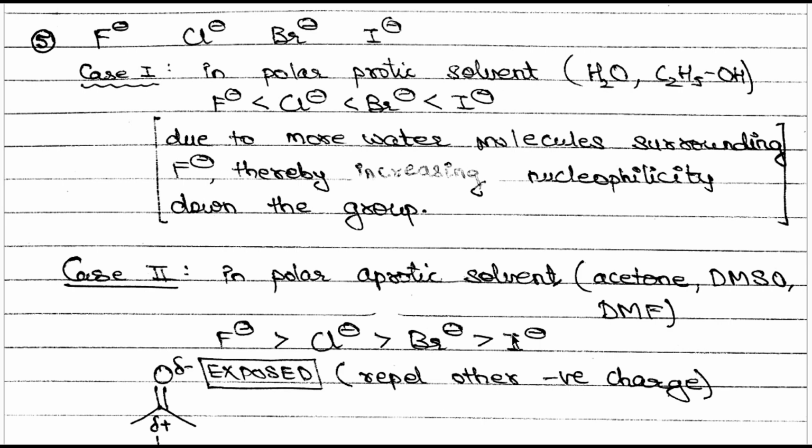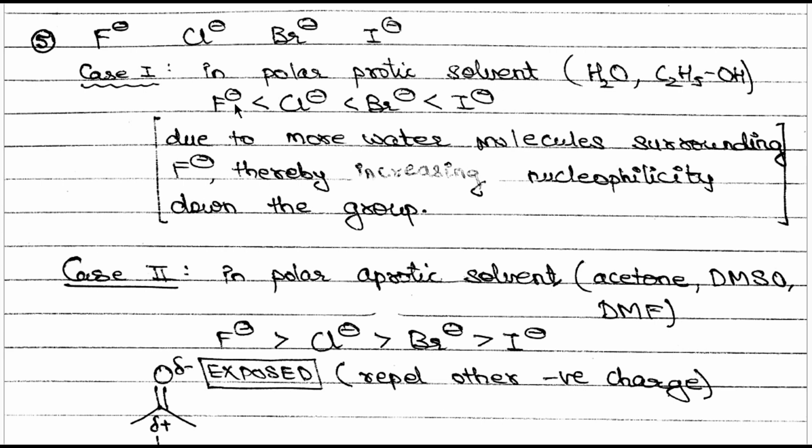Let's understand why the trend is reversed when the solvent is different. When I talk about polar protic solvent, the focus is on H plus ions, and these H plus ions have the tendency to form H bonding with the anions of the halide ions. As we know, fluorine is the most electronegative element of the entire periodic table, so the negative charge on the fluoride would be more concentrated, due to which there will be more H plus ions surrounding the fluoride ions. The other reason is also its small size.